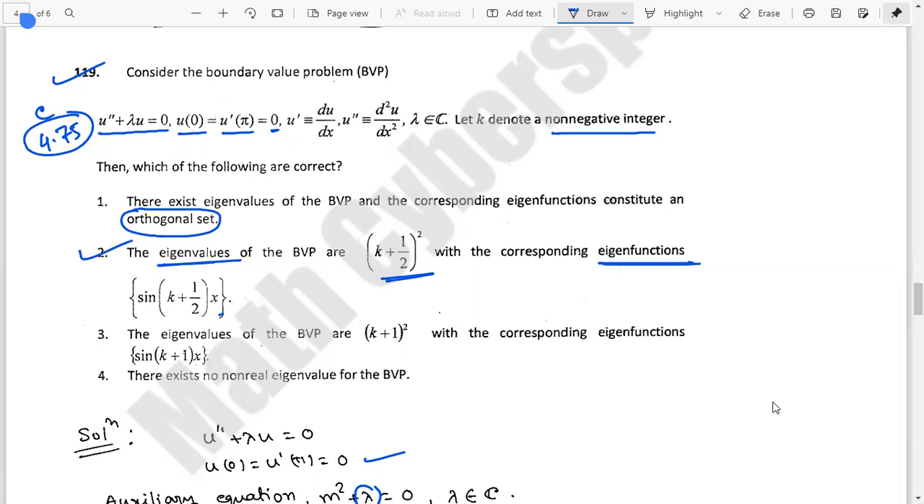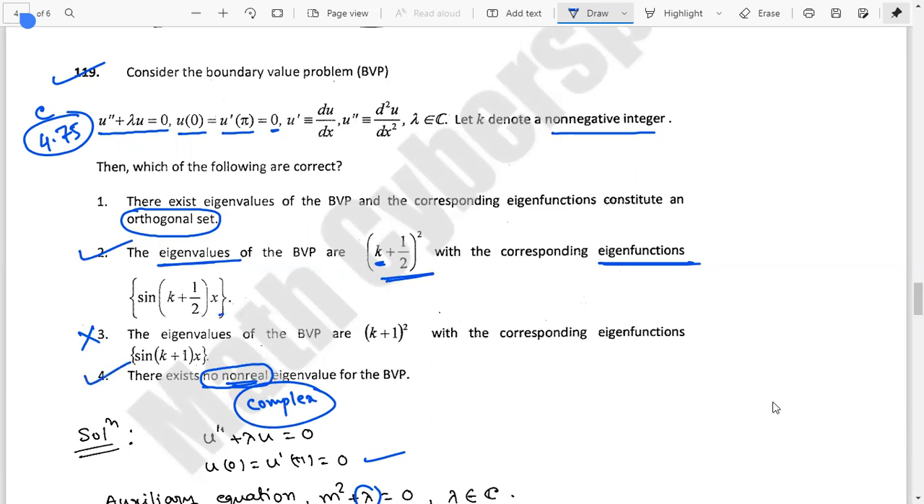Option 3. The eigenvalues of the boundary value problem are (k plus 1) whole square. No, this is incorrect. There exists no non-real eigenvalue for the boundary value problem. What is meant by no non-real eigenvalue? Non-real means complex. That means there exists no complex eigenvalue. And here the eigenvalues are (k plus half), and k is from natural numbers. So it is true that there is no complex eigenvalue. So option 4 is correct.